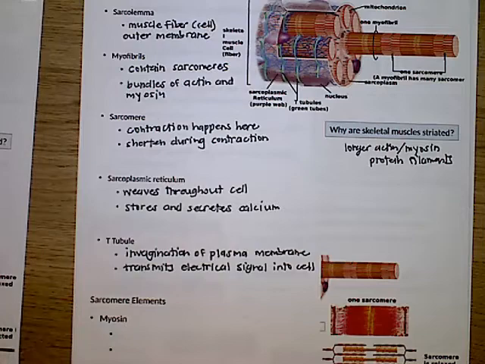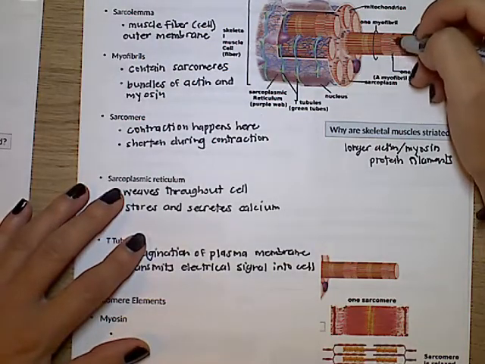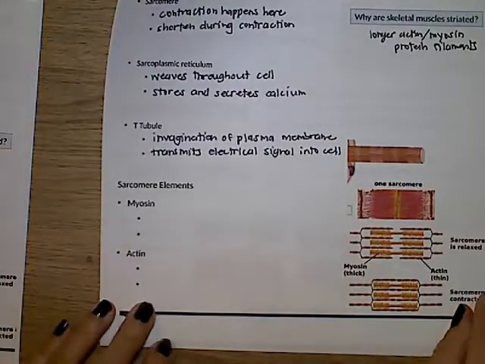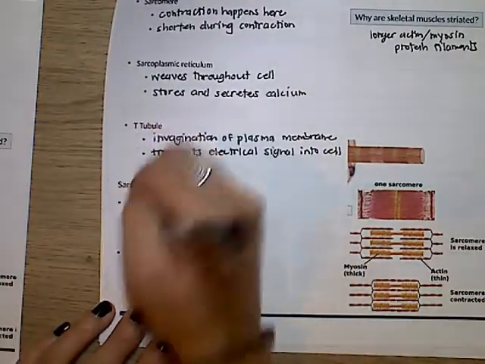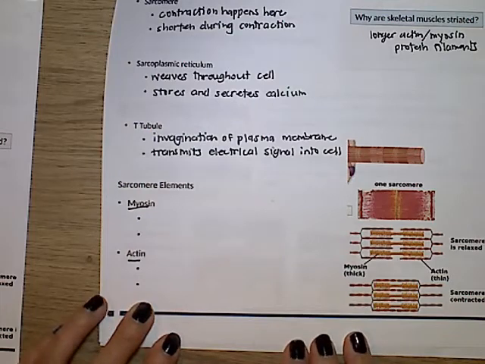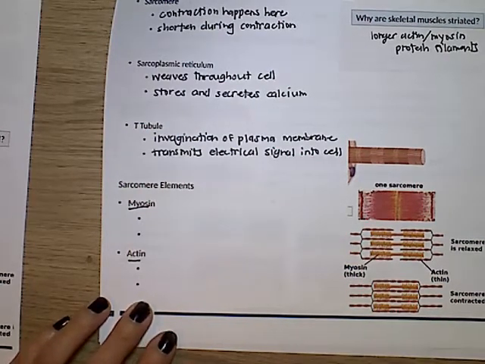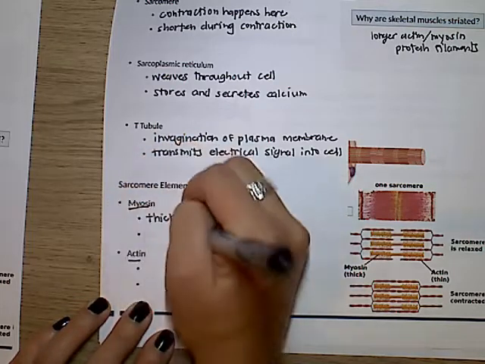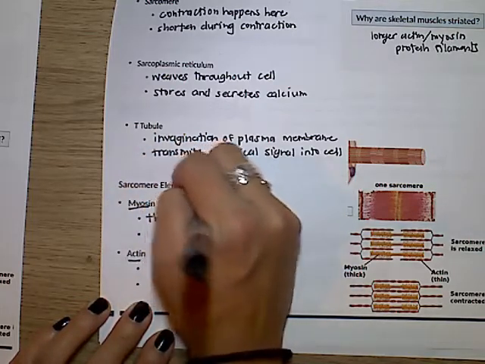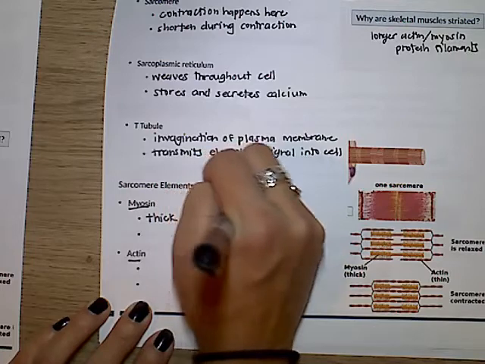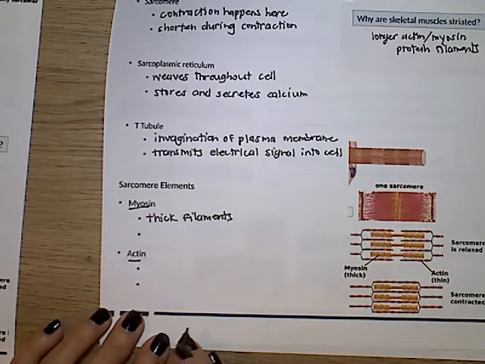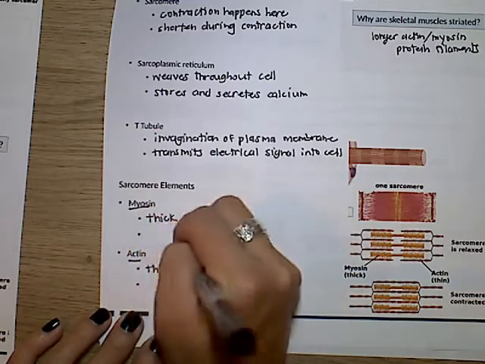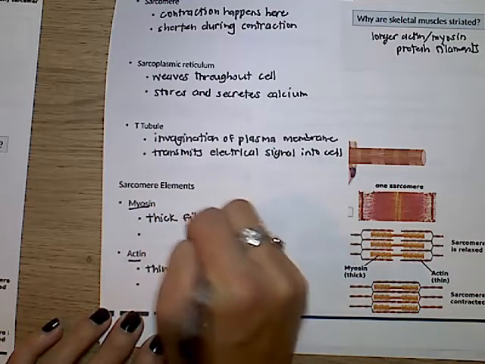Okay, so now we're just talking about the sarcomere. So we're going to focus in on this little section right here. So again, that sarcomere is made up of myosin and actin. And we call myosin the thick filaments because they are thicker. And we call the actin thin filaments because they are thinner. Finally, names that make sense.